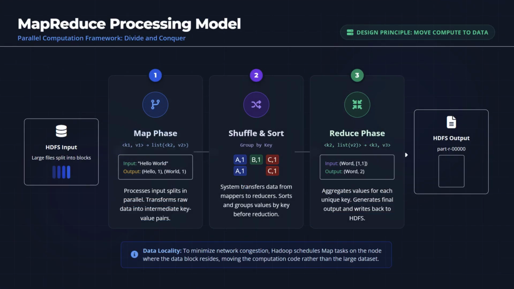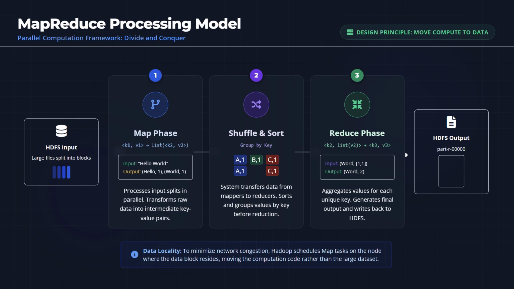Now that we've stored the data, how do we process it? We use MapReduce, a parallel computation framework based on a simple principle: move the compute to the data. Instead of moving a massive dataset across a congested network, Hadoop sends the small snippet of code to the node where the data already lives. The process happens in 4 steps.